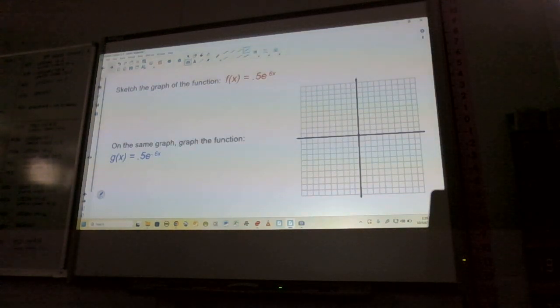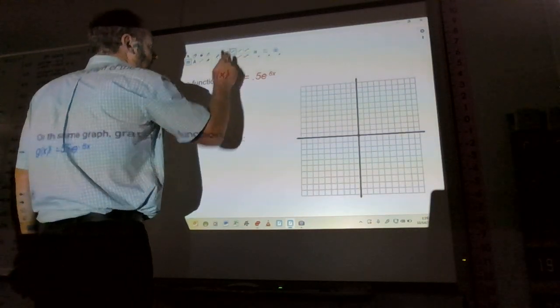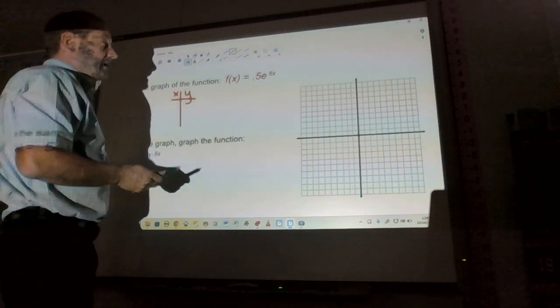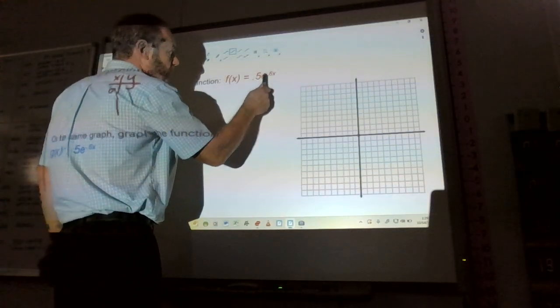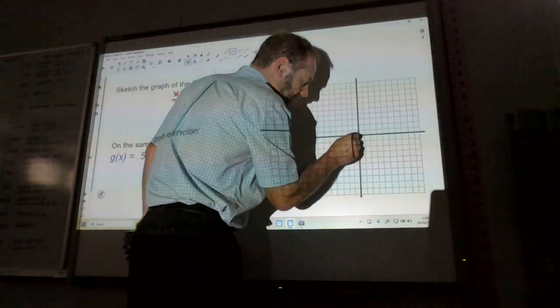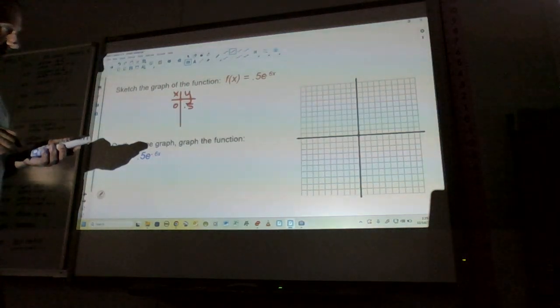Okay, sketch the graph of the function f of x is 0.5 e to the 0.6 x power. Again, this would be one that I would just make a table. If I put 0 into this thing, it makes this part 1, times 0.5 is going to be 0.5. So this is going to be like right here. And then if I put 1 in there, I'm going to get 0.5 times e to the 0.6.